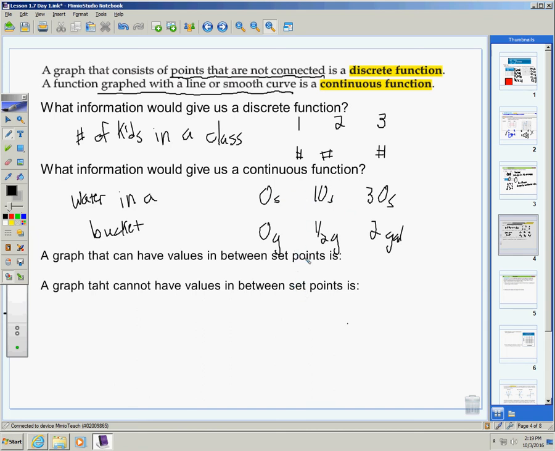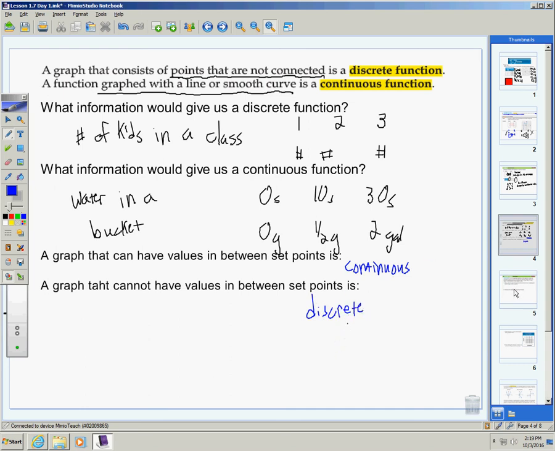So a graph that can have values between a set of points, when it's okay to have values between the points, that would be continuous. And when you can't have values between your points, that is when it is discrete. So let's go ahead and look at another example.